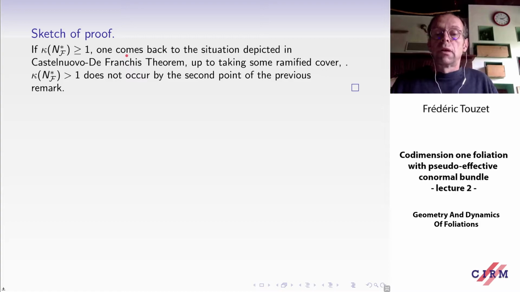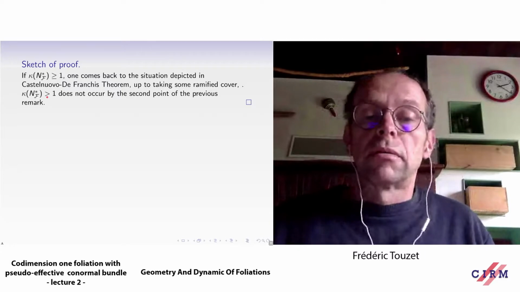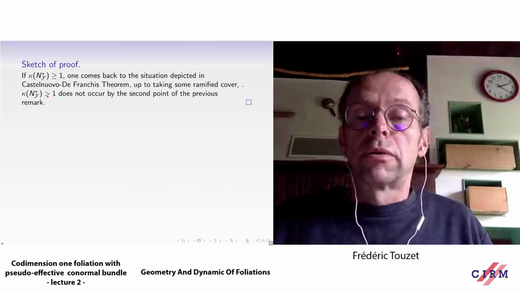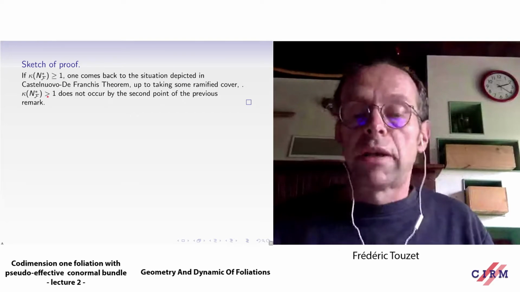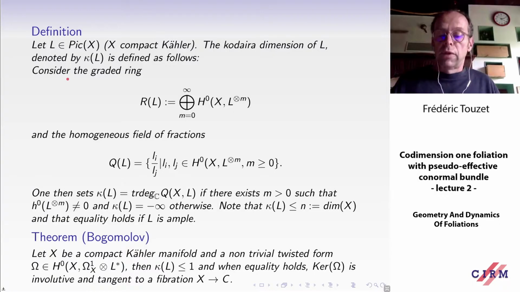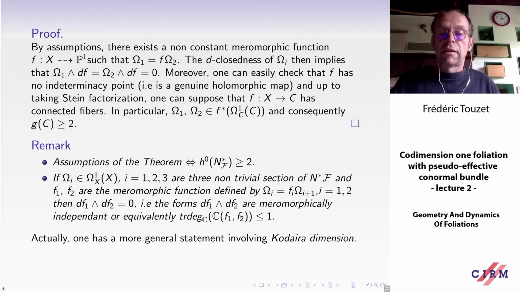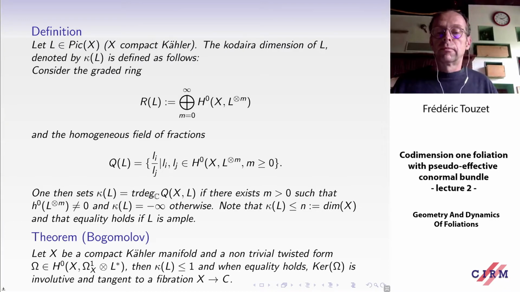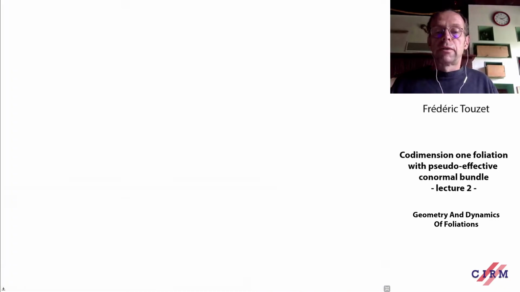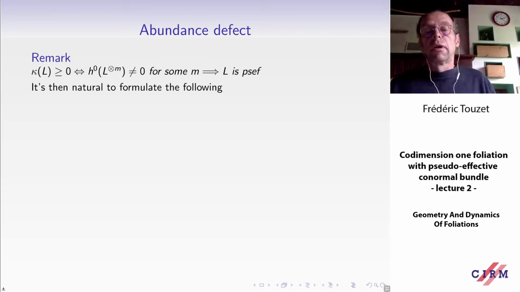Okay, and the strict inequality cannot occur because of the remark I made before, which is this second point, this remark here, which stipulates that the transcendence degree of the field generated by f1 and f2 is less or equal to 1. Okay, so let's go on.